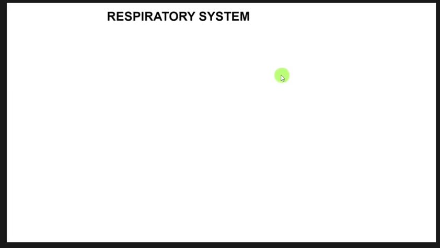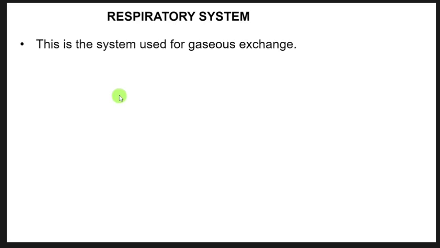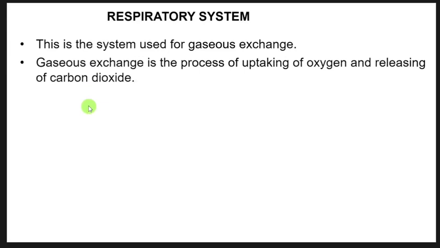Alright, so what is a respiratory system? We are saying this is the system used for gaseous exchange. So the respiratory system is the system used for gaseous exchange. So we are saying gaseous exchange is the process of uptake of oxygen and release of carbon dioxide.